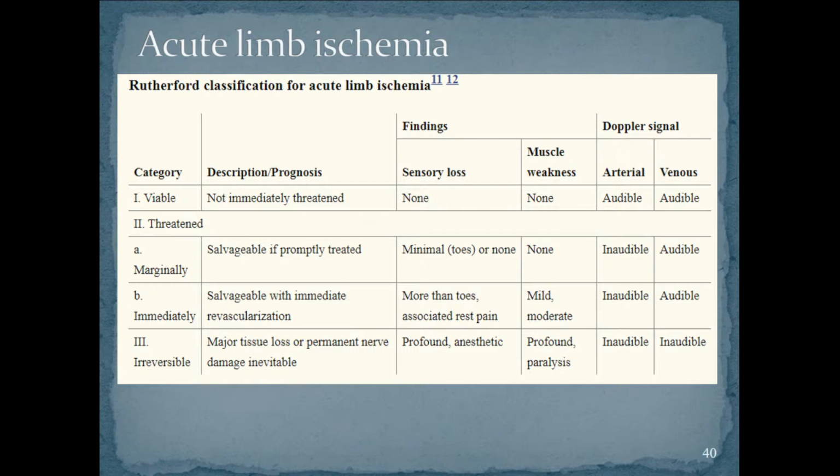So, the irreversible acute limb ischemia, description and prognosis. The major tissue loss or permanent nerve damage is inevitable. Profound anesthetic foot, profound paralysis, and inaudible arterial and venous pulse.